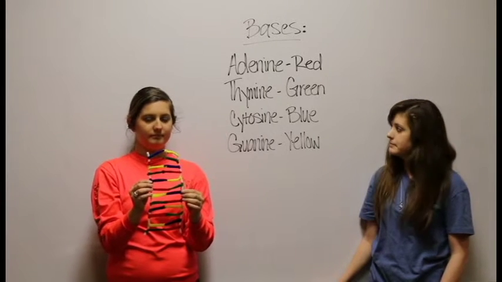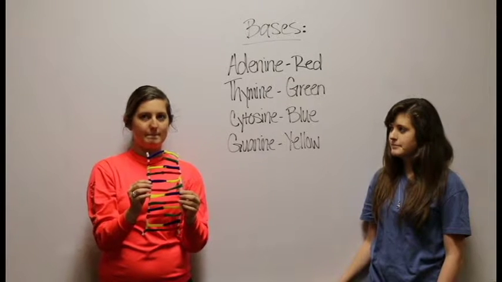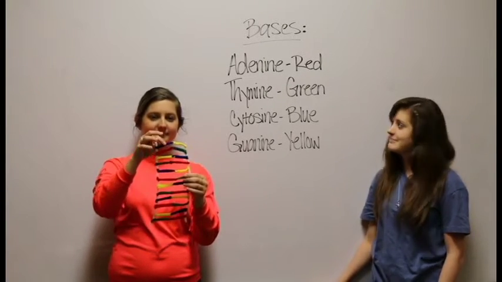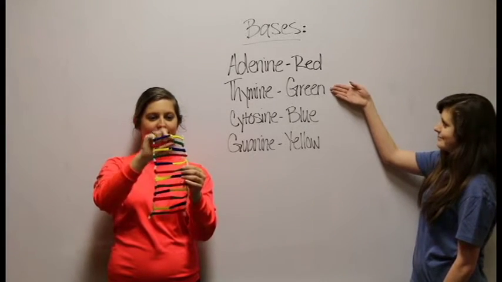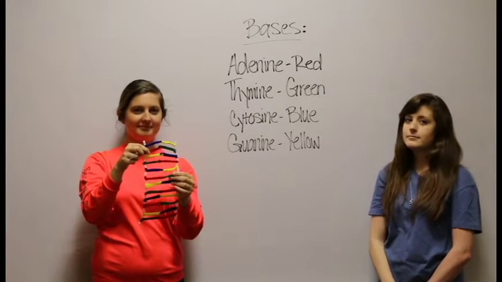These monomers are linked together through covalent bonds between one nucleotide and an adjacent nucleotide. Cytosine is the blue base connected to guanine, which is the yellow. Thymine is green and is connected to adenine, that is the red. DNA does not contain uracil.